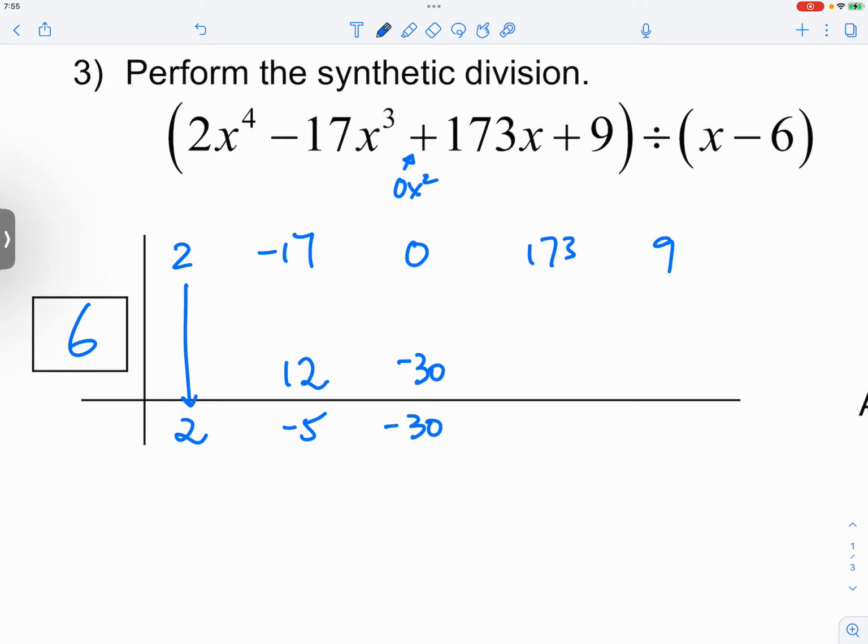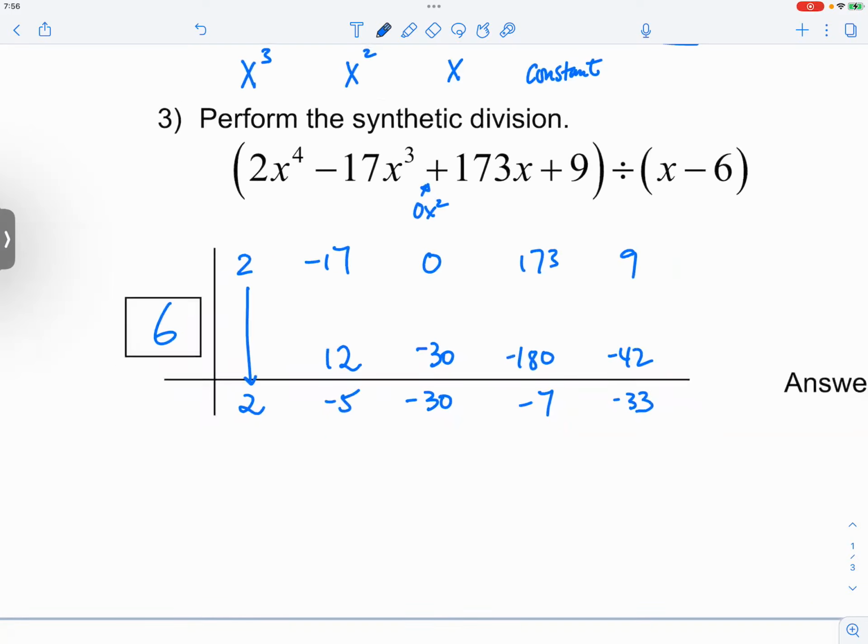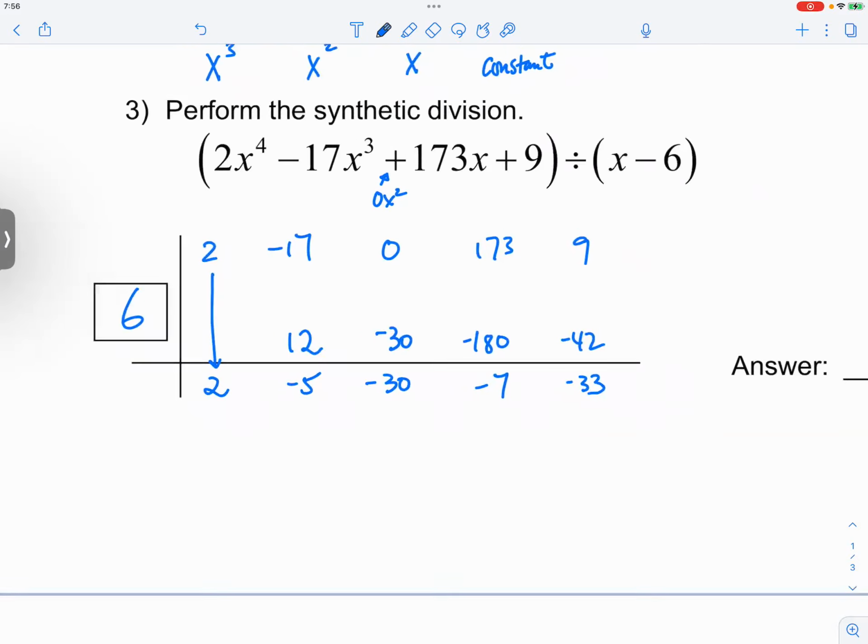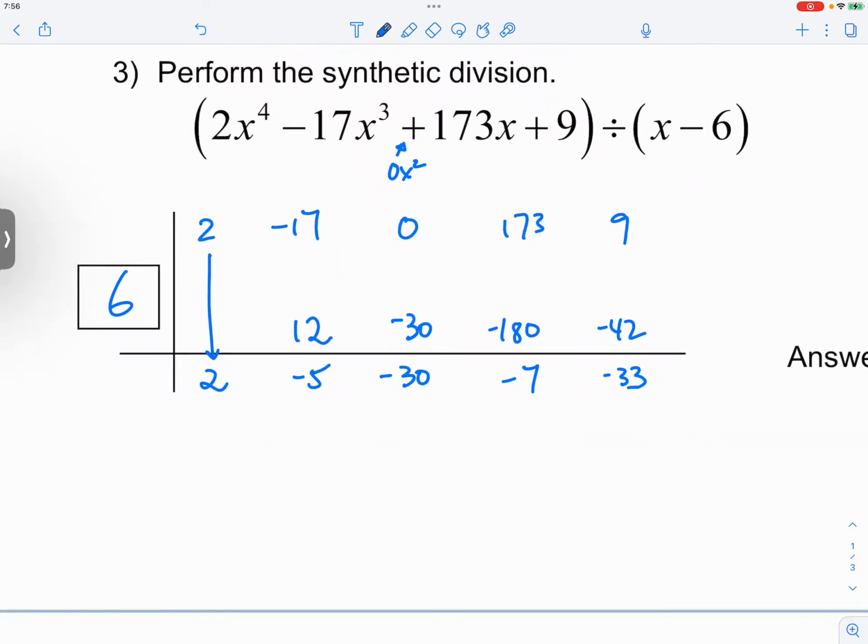It's negative 30. Negative 30 times 6 would be negative 180. You add them together, you get negative 7. Negative 7 times 6 is negative 42. And you add them all together, you get negative 33. So unfortunately, we have a remainder. Again, my expectation is that you can tell this is the remainder.